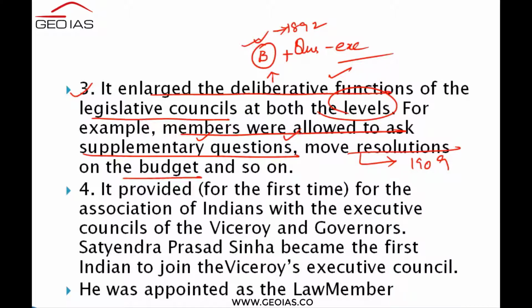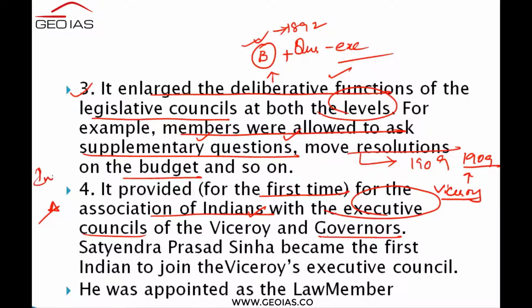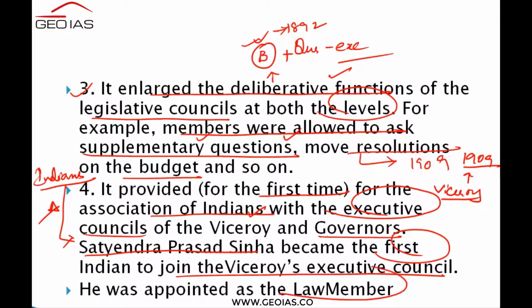It provided for the first time association of the Indians with the Executive Council. This is most important. The Executive Council of the Viceroy did not consist of any Indians prior to the Act of 1909. Through the Act of 1909, Indians were taken into the executive councils of the Viceroy and the governors. And the first Indian to be taken into the Viceroy's executive council was Satyendra Prasad Sinha. He became the first Indian to join the Viceroy's executive council, and he was appointed as the law member.